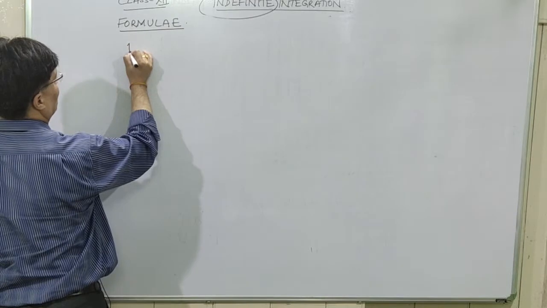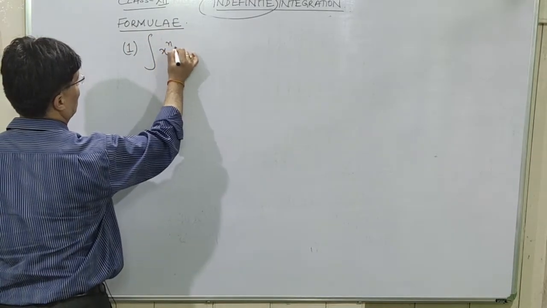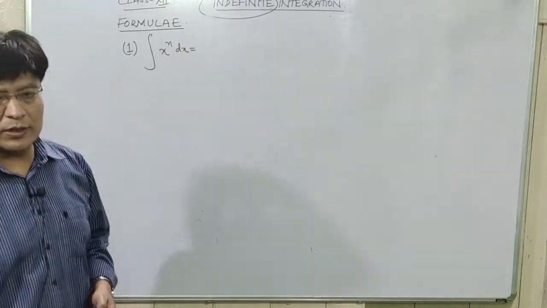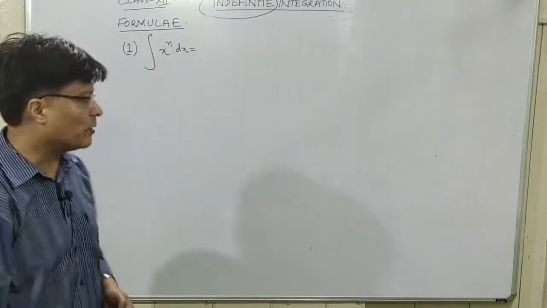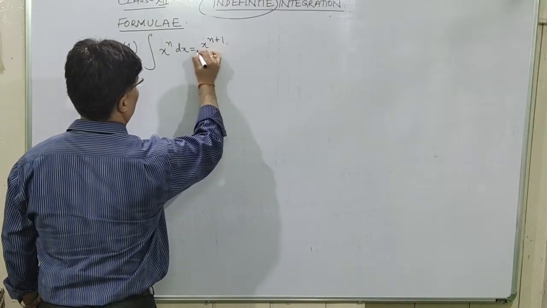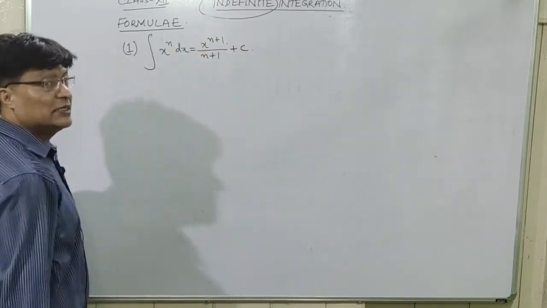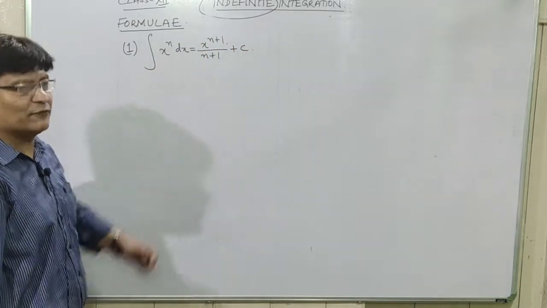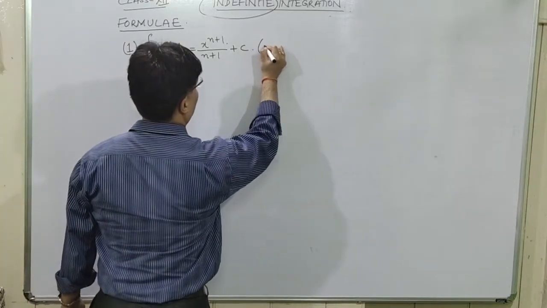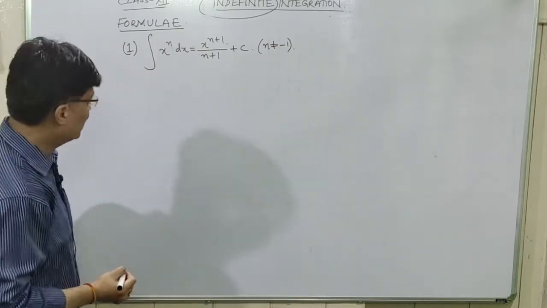So let us write down number 1. Integration of x to the power n dx is equal to, what is the formula? What is the formula for integration of x to the power n dx? It is x to the power n plus 1 divided by n plus 1 plus c. C पनि थप्नु पर्छ अब. This is the formula for integration of x to the power n dx, and within bracket what will you write? N not equal to minus 1.